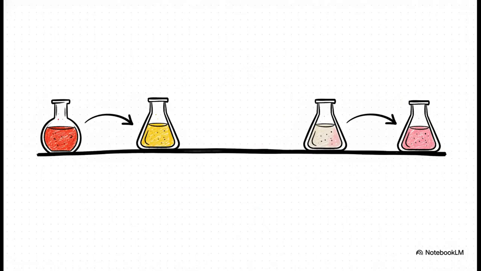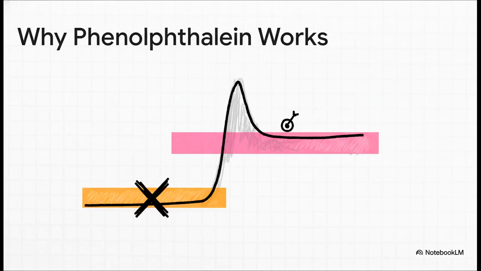But here's the catch. You have to pick the right tool for the job. You can't just grab any old indicator. Let's look at two common ones. Methyl orange changes color down in a really acidic range, around pH 3 to 4. Phenolphthalein, on the other hand, changes color up in the basic range, from about pH 8 to 10. So, for our weak acid titration, which one do we pick? And this is where it all clicks into place.